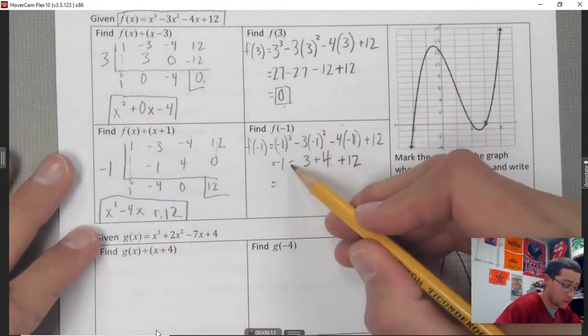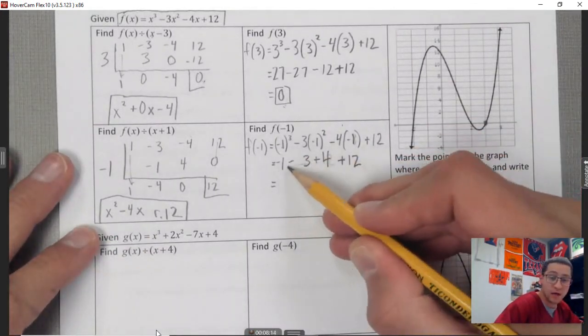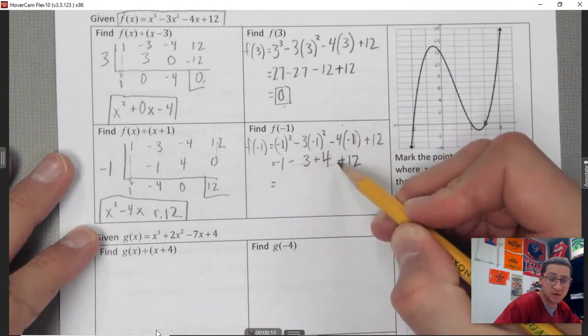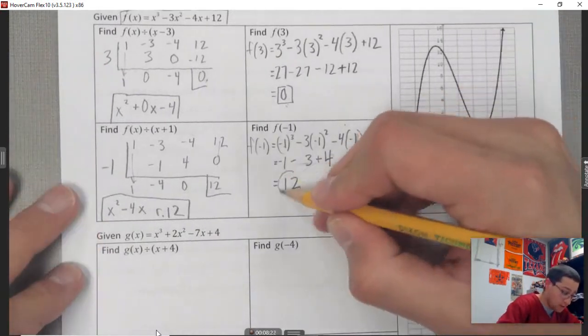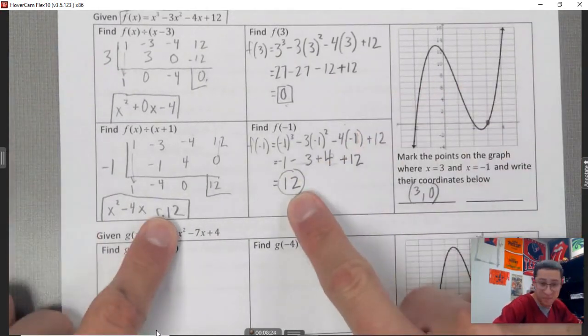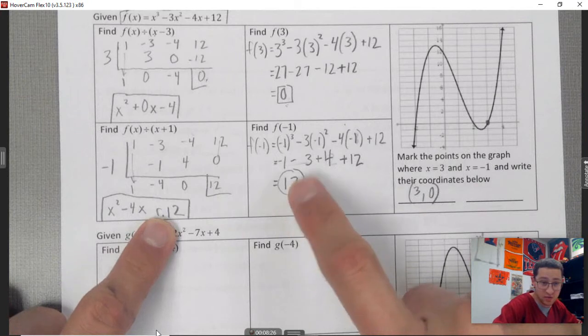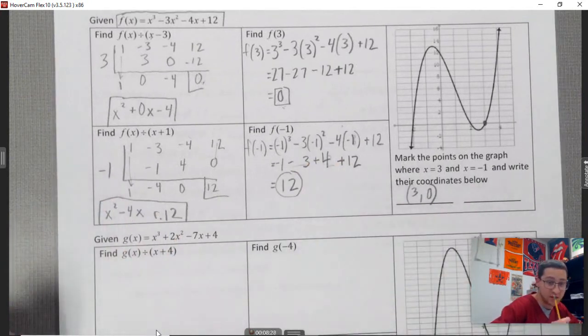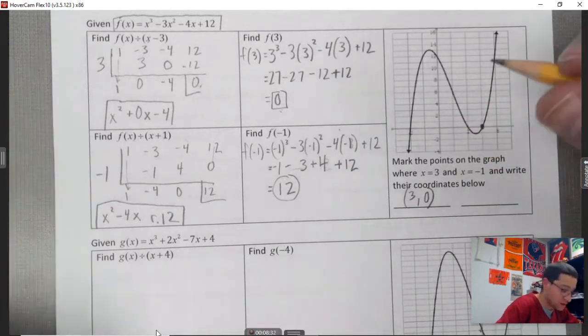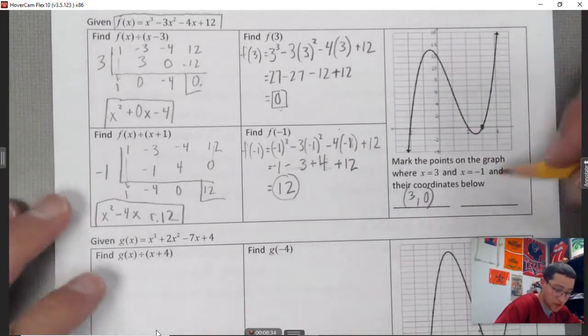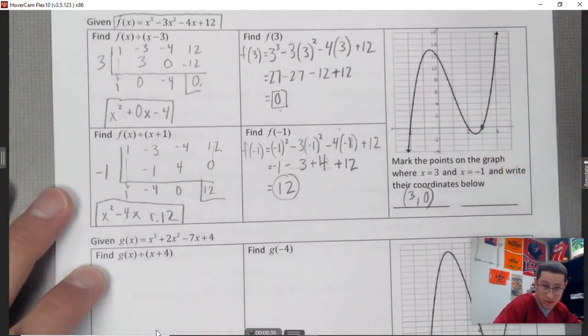We got negative 1 minus 3, that's negative 4. Negative 4 plus 4, that's 0. So I'm at 0 up to here, and then 0 plus 12, so another 12. Something to keep in mind: these are two very different things, but notice a pattern. Then on the graph, let's look at it just to double check here. Let's look at what negative 1 is equal to on my graph.